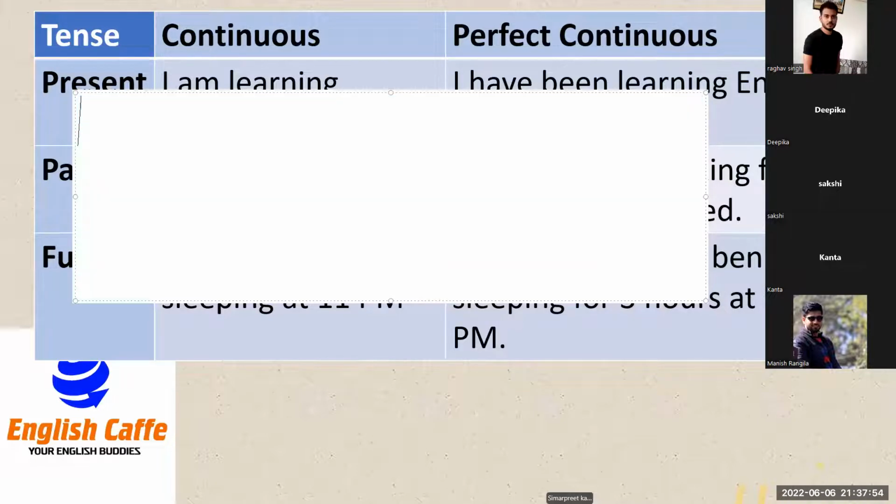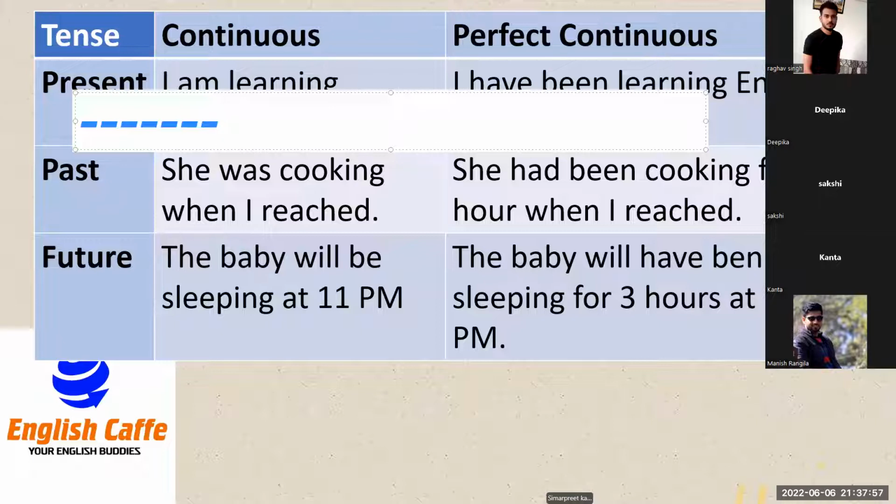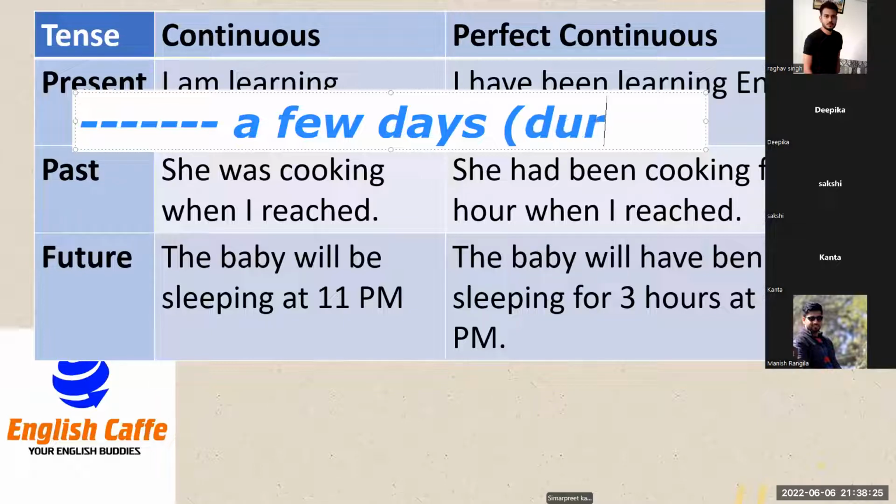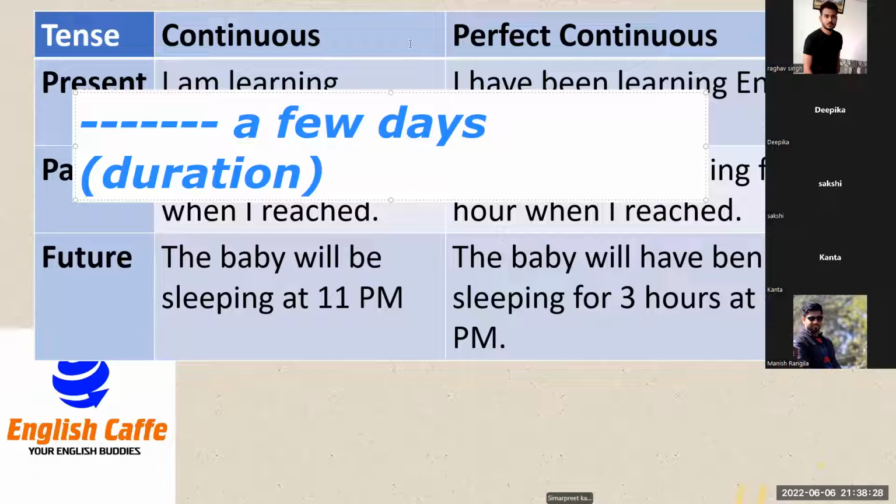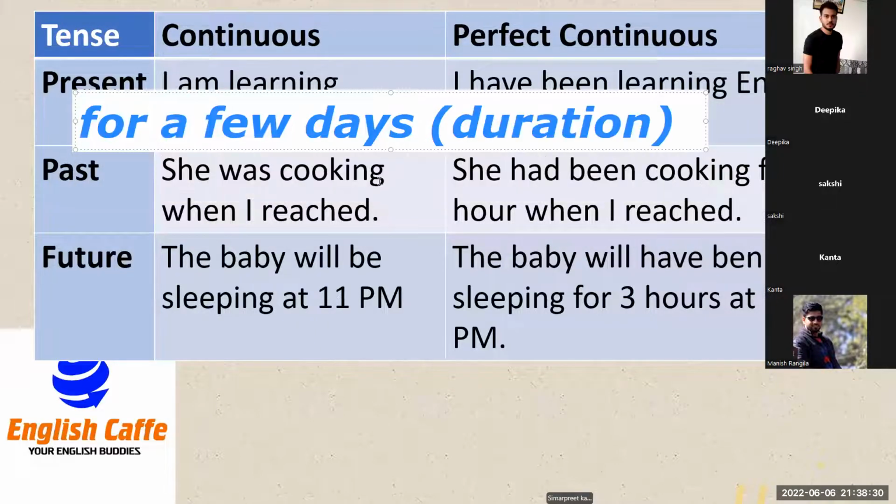Now, let me ask you. Since a few days or for a few days? Please let me know. The logic you will apply is, am I talking about a duration or am I talking about a starting point? Yahan pe kya hai? That's right. It's a duration, right? A few days is a duration. So you will say, for a few days.